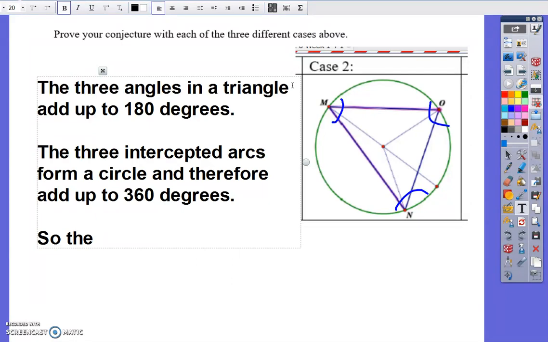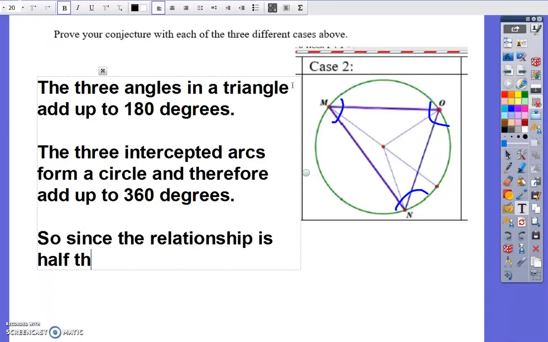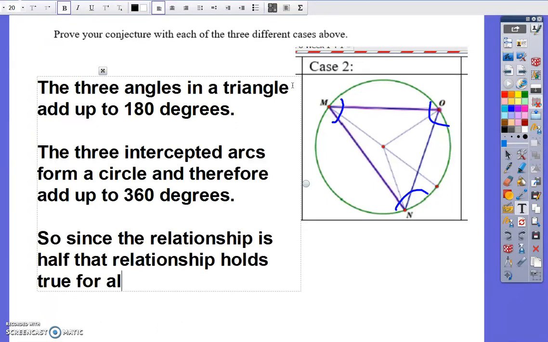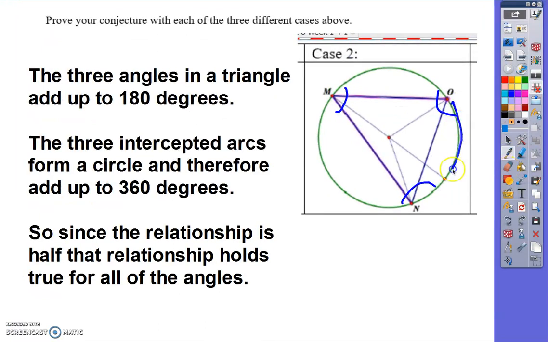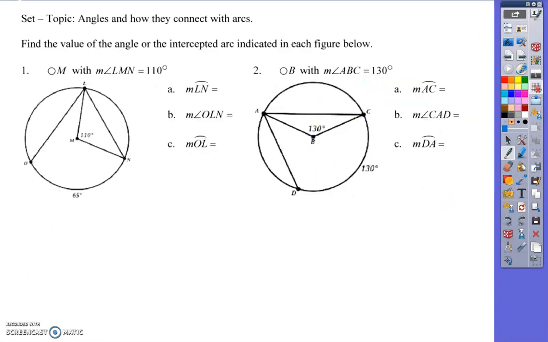So since the relationship is half, that relationship holds true for all of them. That's not the greatest proof, and I think for most of us, the measuring is better. This is how you prove it: we know that that's at 180, and these arcs here are 360, so that half relation is kind of obvious. It's completely obvious. It's not completely obvious. I want you to think about it. And let's get into what that means for an example.